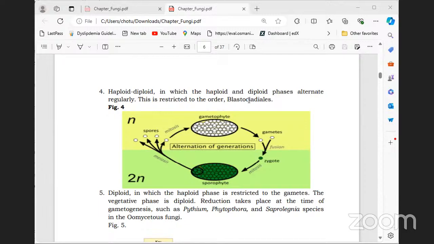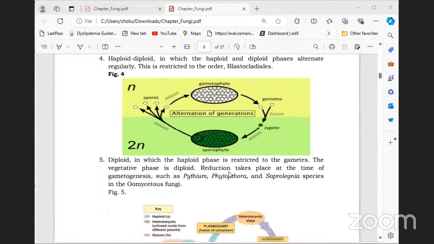This is called haploid and diploid alternating regularly. This is what you can observe. Did you understand? This is the haploid condition, and this one is the diploid condition. Both form regularly and are restricted to a single order, Blastocladiales.